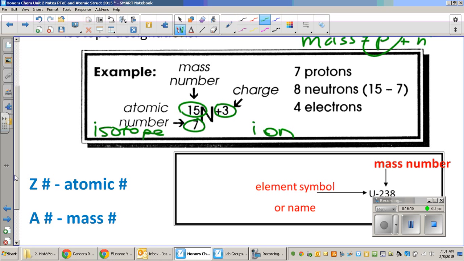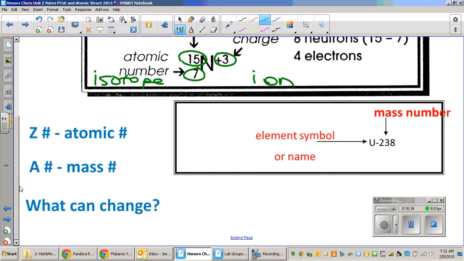And how did I get the charge? I lost 3 electrons. And how did I change the mass? I gained 1 neutron, or I have a different number of neutrons. So you can see a lot from something as simple as that. You just have to be able to dissect that information.